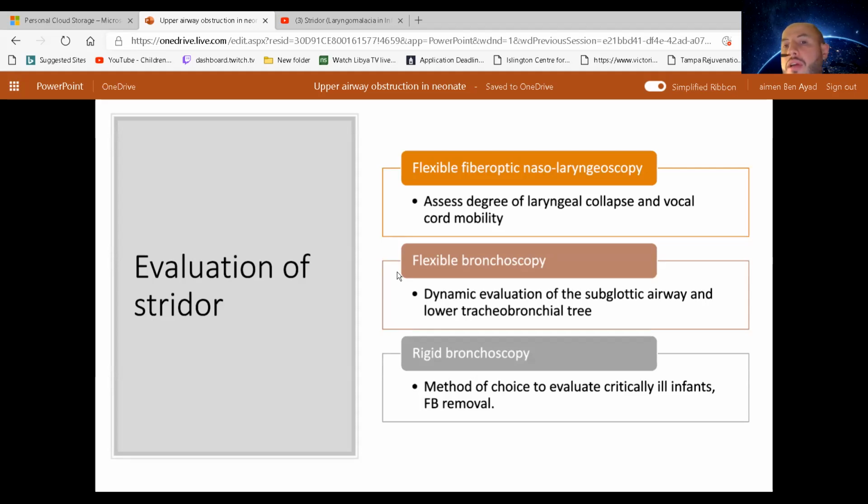The scope goes either through the nose to look at the larynx all the way down, or through the oral route all the way down. It's used mainly to assess the degree of laryngeal collapse, and because it's flexible, they look at the vocal cord dynamic motility. So when you hear flexible, we are talking about dynamic motility, okay?